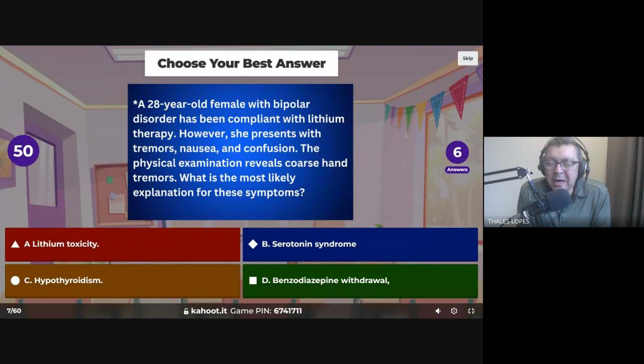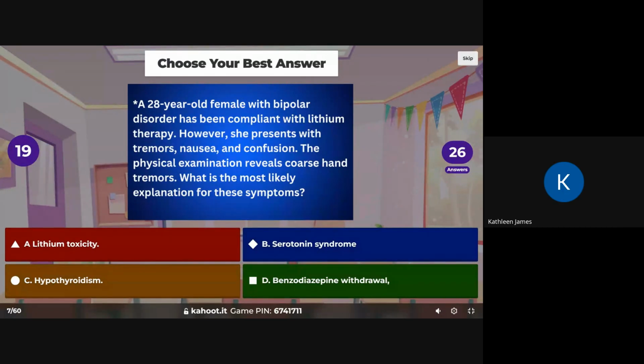So here you go, classic. Had been complying with lithium, was stable on lithium, stable on any medication, but something happened. However, presents with tremors, nausea, confusion. Something happened, something changed. What was the change? Coarse hand tremor, I talk about this all the time. You can see the tremor is coarse, which means it is toxicity, right?